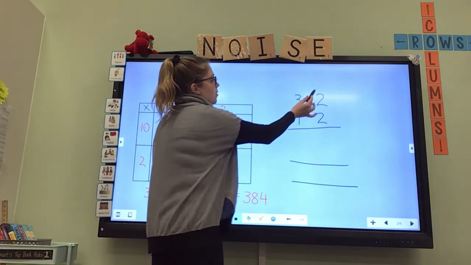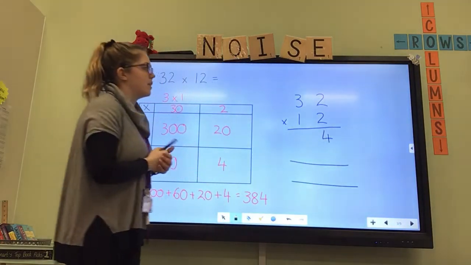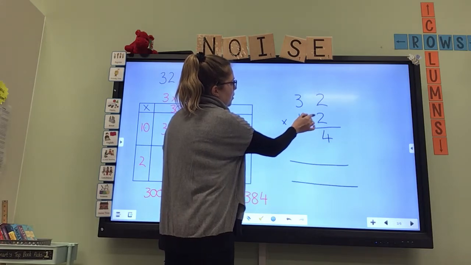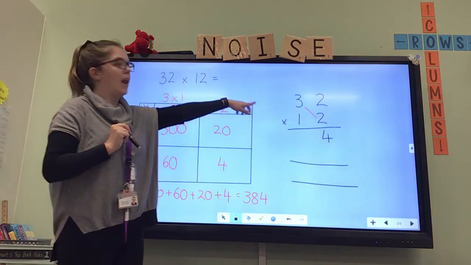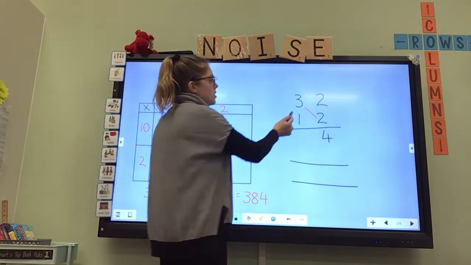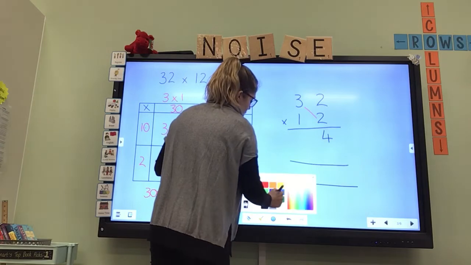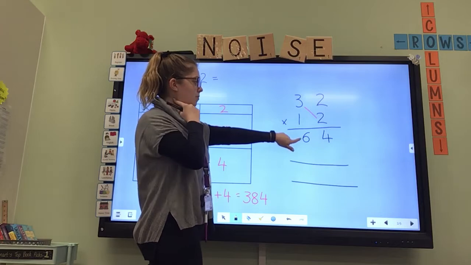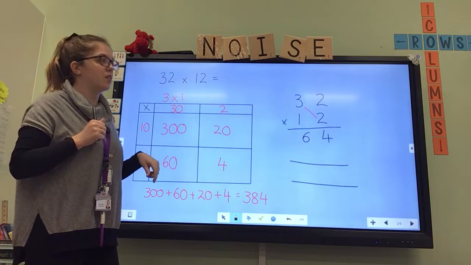So 2 times 2 we know is 4, and we write that in the ones, nice and easy. Now we need to multiply this 2 by this 3. But this isn't a 3, is it? What value does this 3 have in my number? It is 30, so we're actually doing 30 times 2, which would give us an answer of 60. And because my 6 is in our tens column, we know that it means 60, not 6.